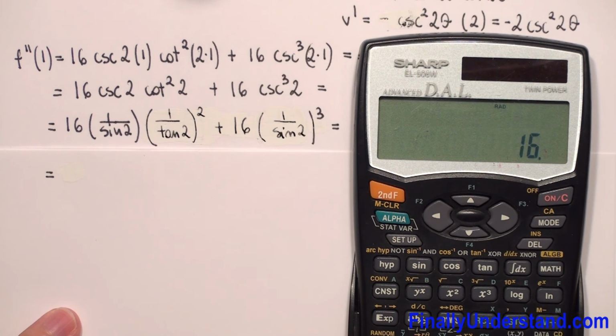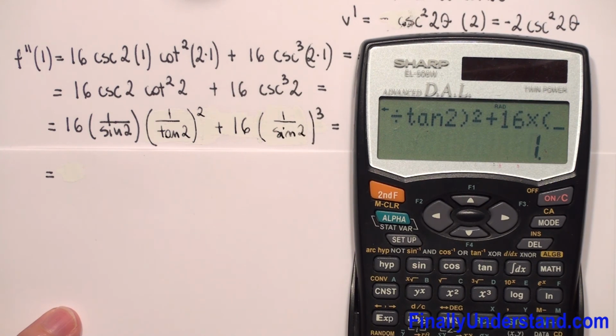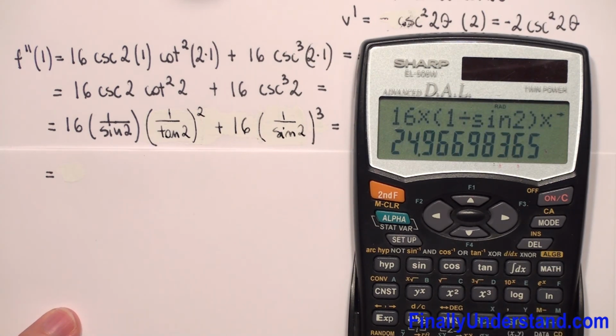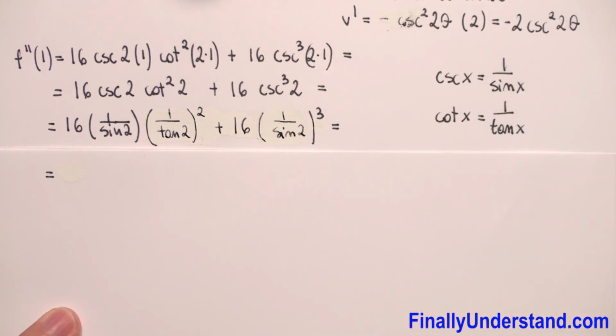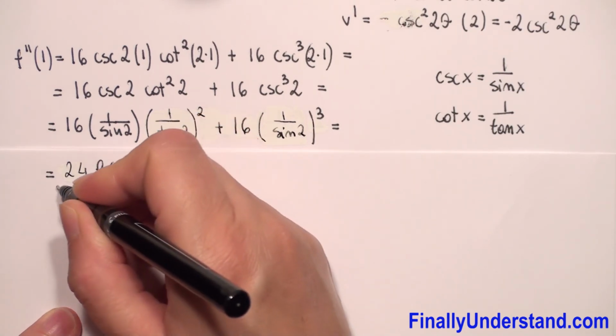We have 16 times, open parenthesis, 1 divided by sine of 2, close parenthesis, times, open parenthesis, 1 divided by tangent of 2, close parenthesis, square, plus 16 times, open parenthesis, 1 divided by sine of 2, close parenthesis, cube. This is equal to 24.96. And this is my solution.